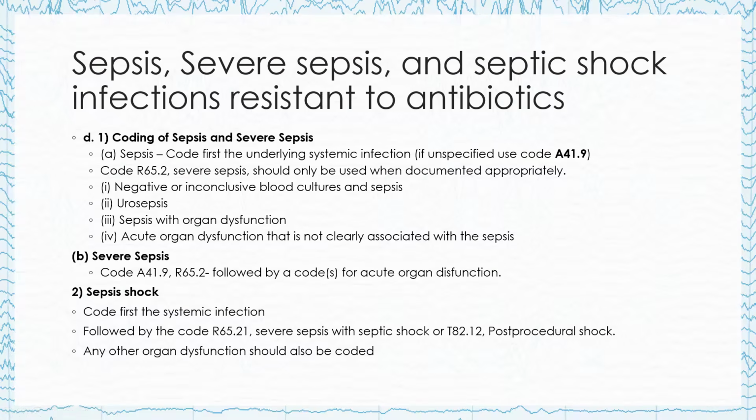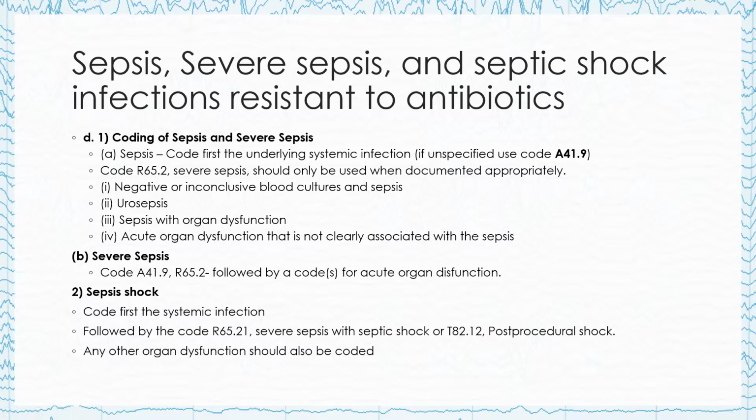With sepsis, severe sepsis, and septic shock, infections that are resistant to antibiotics also have specific coding guidelines. When we are coding sepsis and severe sepsis, if the organism is not further specified, we need to make sure that we assign code A41.9 for sepsis unspecified organism.